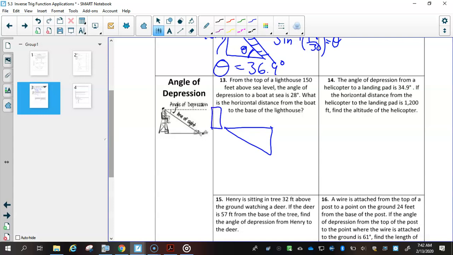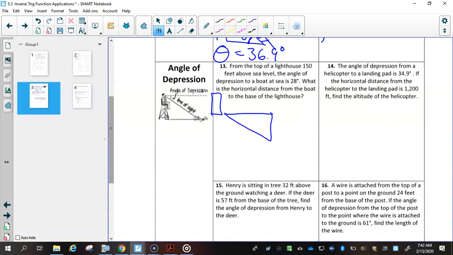A question. If the angle of depression is there, then this angle right here should be the same, right? Yes, because of alternate interior angles. But you would be changing it. You'd be looking for the angle of elevation, not depression. So I would just be careful with that, because one is looking down and one is looking up.